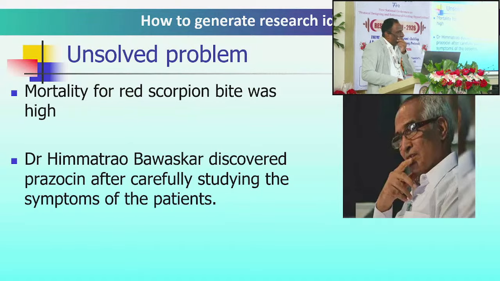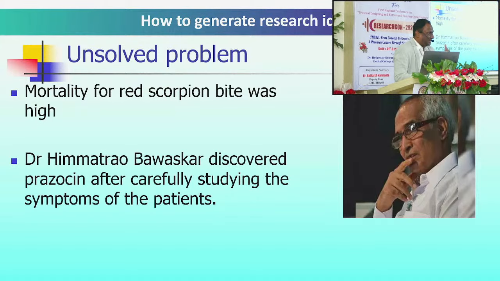So, unsolved problems. This is the classical example. An Indian scientist, we must be proud of him. He identified prazosin in the treatment of scorpion bite. How did he identify it? He just studied the symptoms. He looked at the symptoms with open eyes. He thought, and when he examined all the symptoms, he identified it maybe because of increased levels of catecholamines, and then he used an alpha blocker, prazosin, in the treatment.